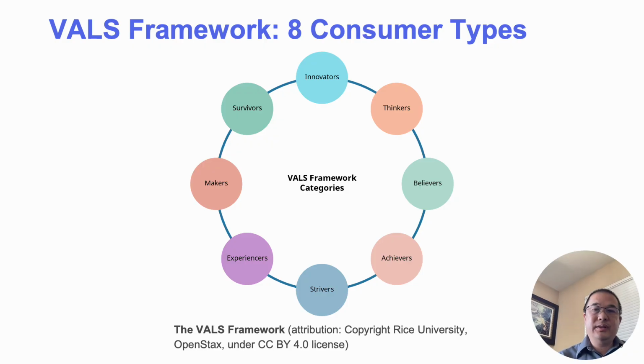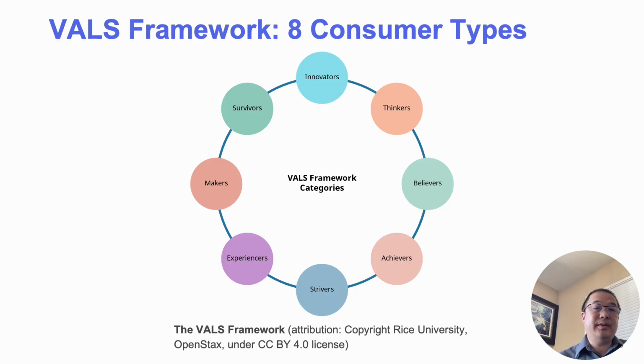The VALS framework, values and lifestyles, is a psychographic segmentation model. Instead of grouping customers by age or income, VALS groups them based on values, lifestyle, motivation, and resources. And the resources include the income, education, confidence, and energy. Companies use VALS to understand why people buy products. The 8 VALS consumer types.